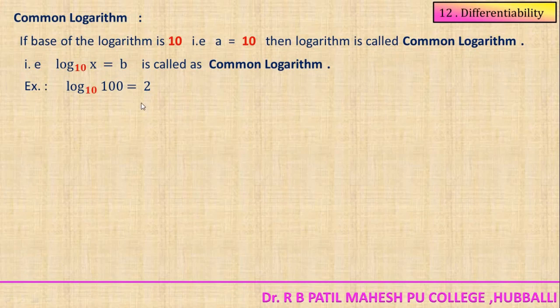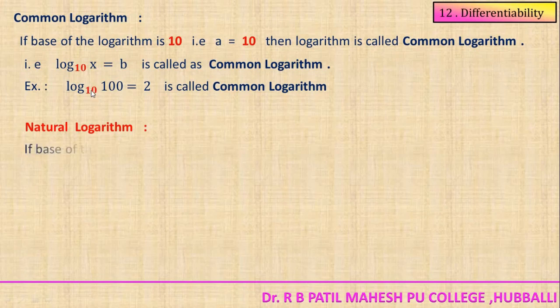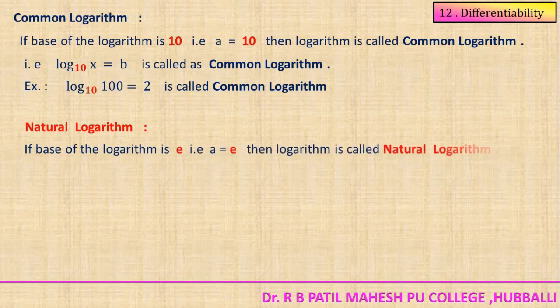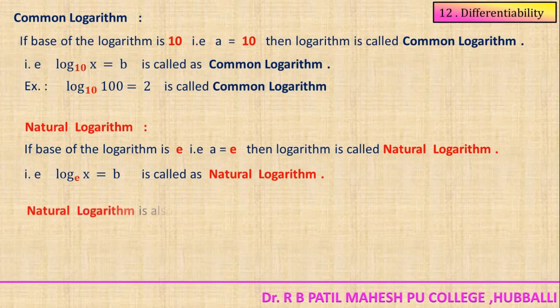So that it becomes equal to this number is called a common logarithm. Next is a natural logarithm. If the base is e, then it is called a natural logarithm. If the base of the logarithm is e, then the logarithm is called natural logarithm. That is, log x to the base e is equal to b is called natural logarithm.